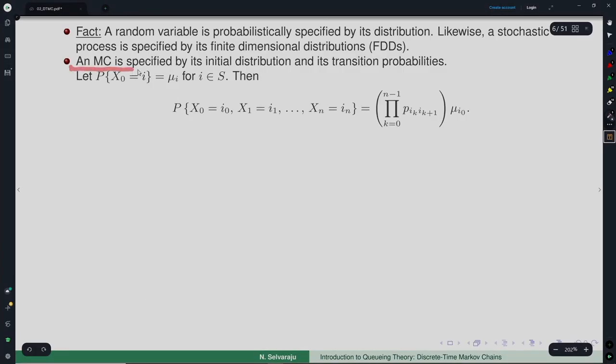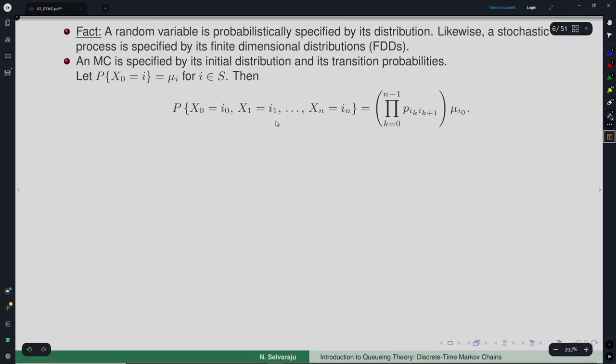What we are saying here is that a Markov chain is specified by its initial distribution and its transition probabilities. If you know all the transition probabilities and the initial distribution, then the Markov chain is completely specified. What do we mean by that? Suppose the initial distribution is mu i, and you also have the p_ij's, which are the transition probabilities. Then the probability of the process starting at i_0, being at i_1 at time 1, and so on, being in state i_n at time n, this joint probability is given by the product of p_{i_k i_{k+1}} for k from 0 to n minus 1, times mu_{i_0}. So this probability is simply given by this.